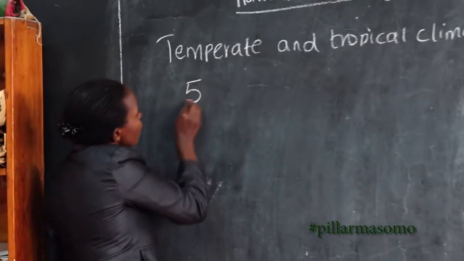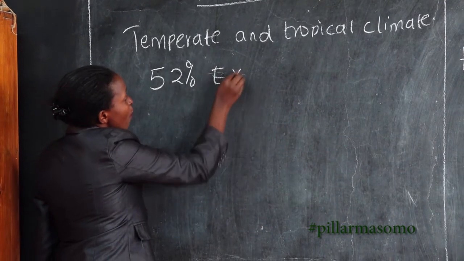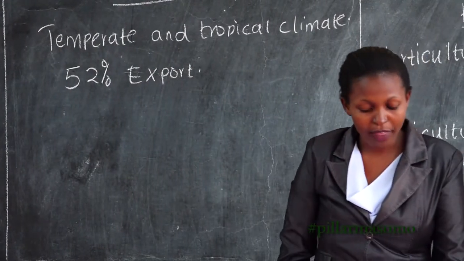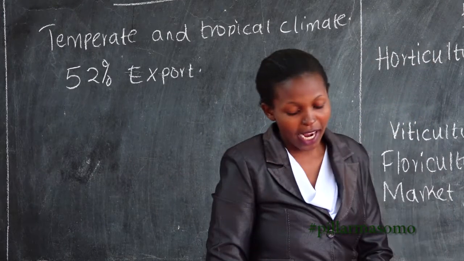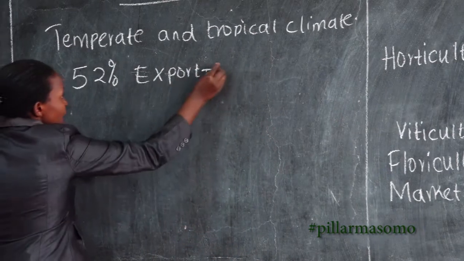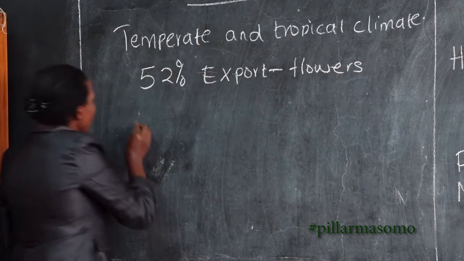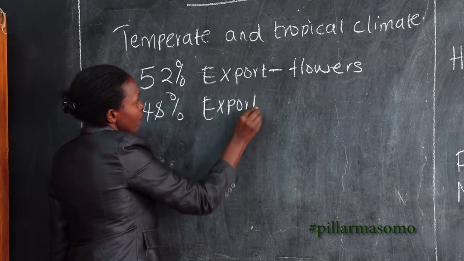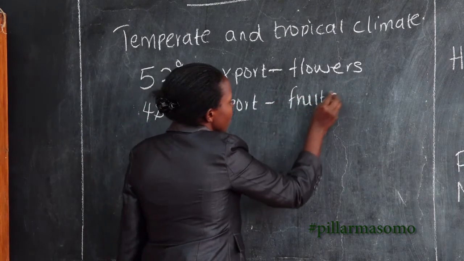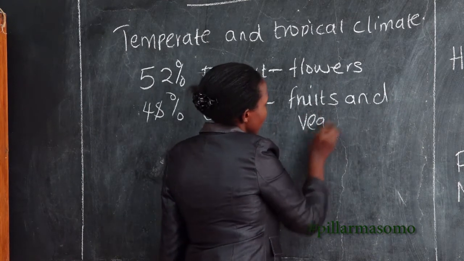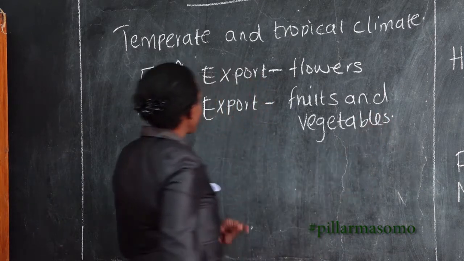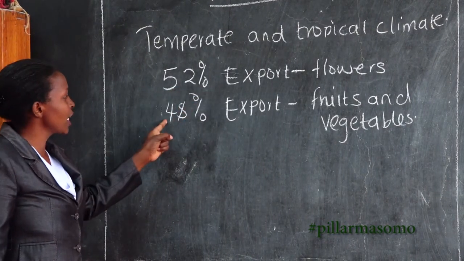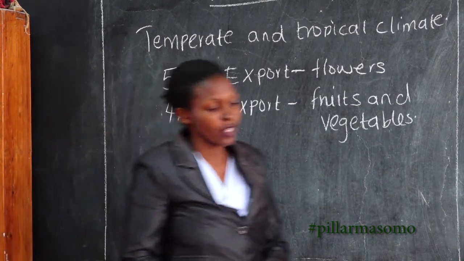So in Kenya, we export 52% of the horticulture. And then we have vegetables and also the fruits, which account for 48%. So this one is just for the flowers. So we have the percent of the flowers, 52% which we export, and then we have 48% export of fruits and also vegetables.